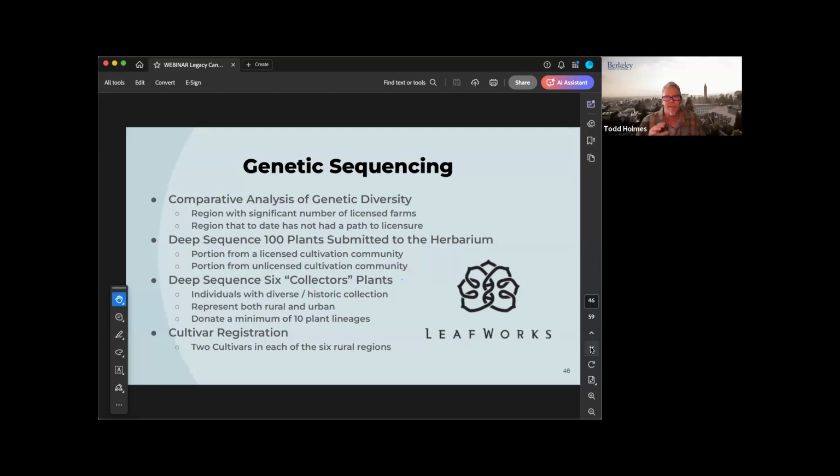And this is going to be sampling plants from a licensed community, maybe such as Humboldt, with half the submissions looking at licensed legacy operators and the other half really looking at unlicensed, like personal medical legacy cultivators. And then we're also going to have a sampling of plants from an unlicensed region, such as the Big Sur community.